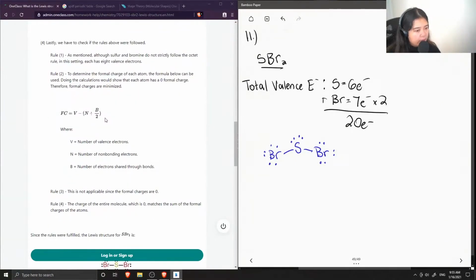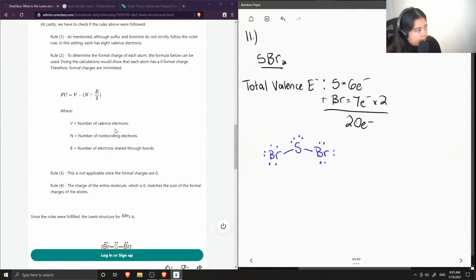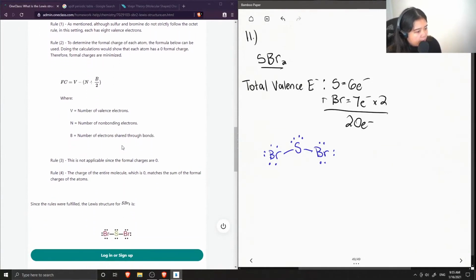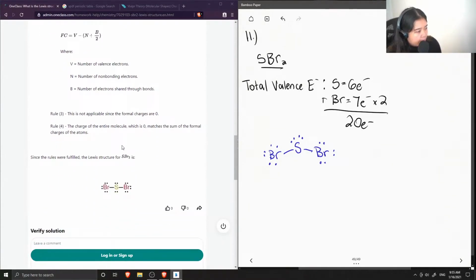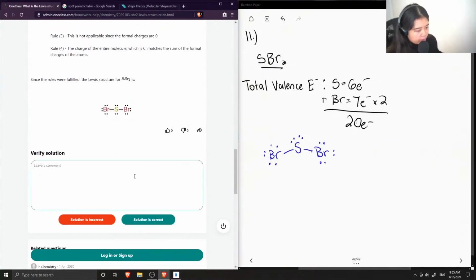And they also showed how one would solve for formal charge. But this rule is not applicable since all the formal charges would be 0. Okay, so they got the correct answer. So this solution is correct.